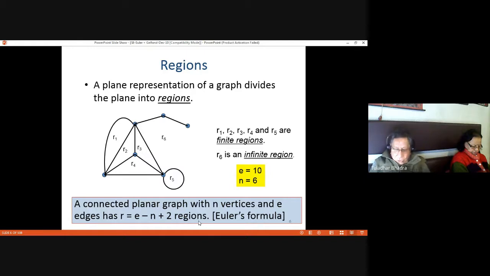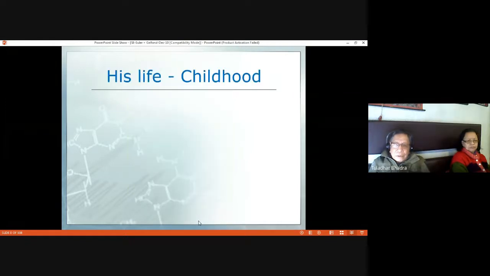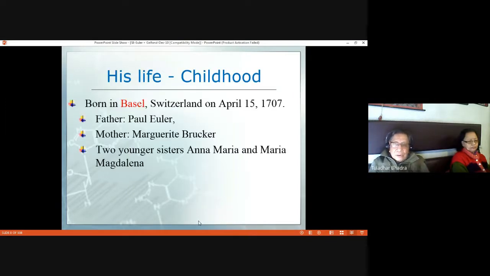Now let's go to the life of Euler. Leonhard Paul Euler, 1707-1783. This is a photo taken very close to his time, starting with his childhood. So, Euler was born in Basel, a city in Switzerland, on April 15, 1707. His father is Paul Euler, similar. Mother is Margaret Brucker. He has two younger sisters, Anna Maria and Maria Magdalena.